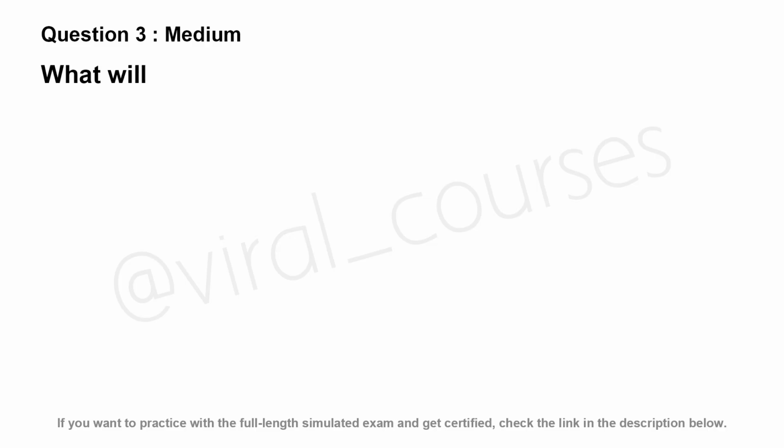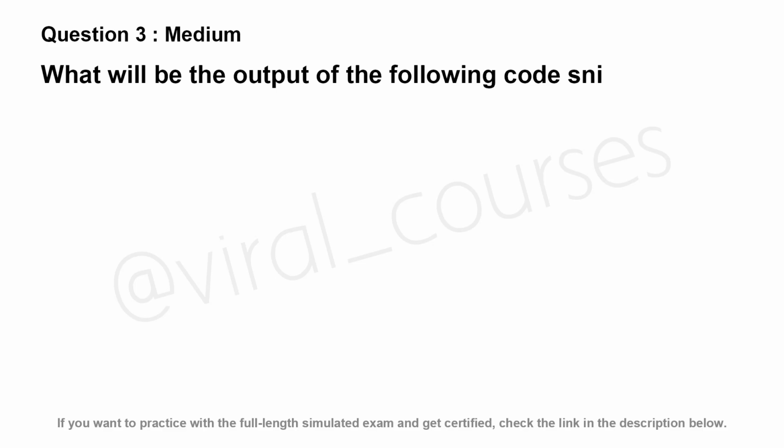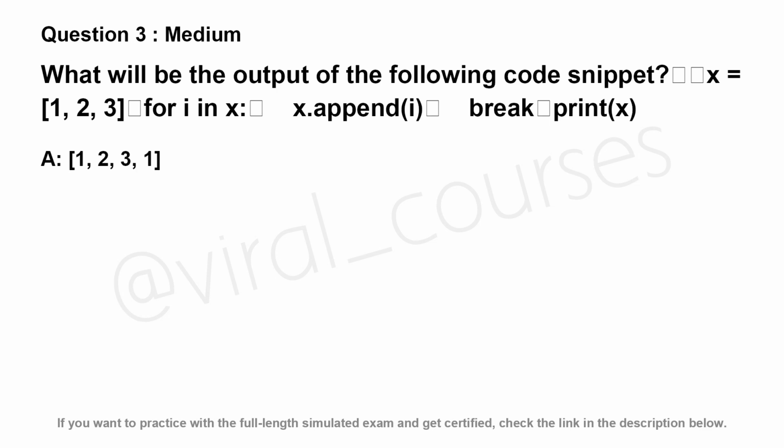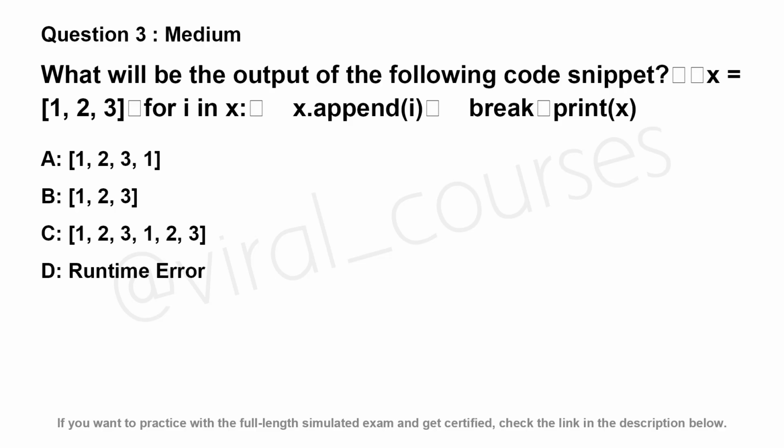What will be the output of the following code snippet? x = [1, 2, 3]. for i in x: x.append(i), break. print(x). Option A, [1, 2, 3, 1]. Option B, [1, 2, 3]. Option C, [1, 2, 3, 1, 2, 3]. Option D, runtime error.